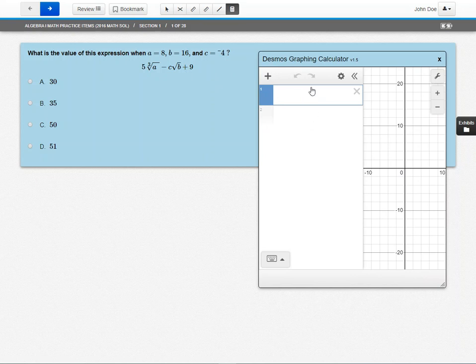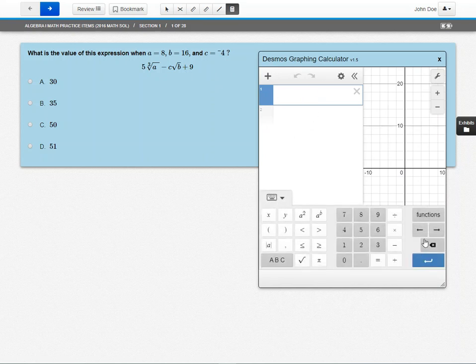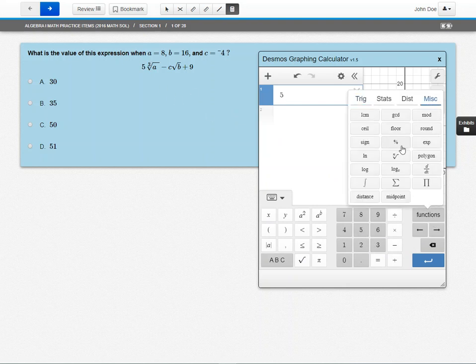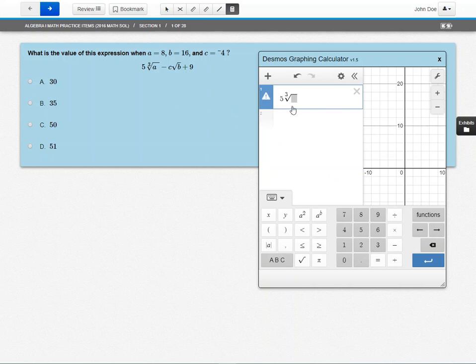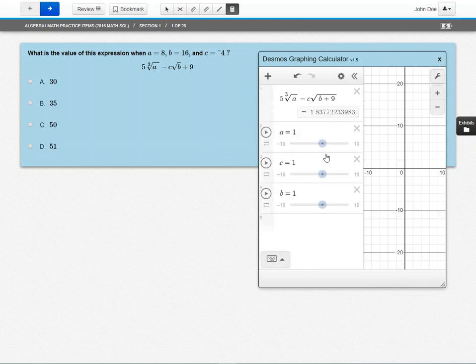This is exactly what you're going to get on the SOL, so you can see that you can do this on the SOL. The first one says 5, and then cube root. So we go to functions, then miscellaneous, and then cube root. Then it says a minus c square root b plus 9. Then I can hit sliders for all of these and change my sliders to whatever it says.